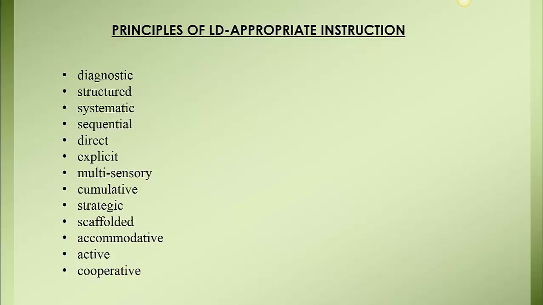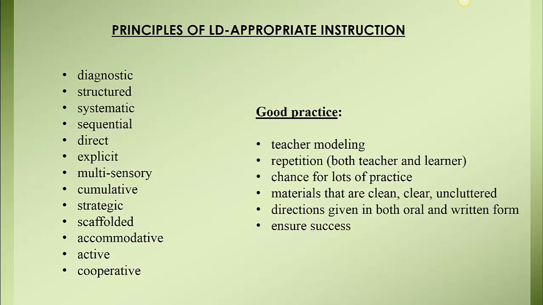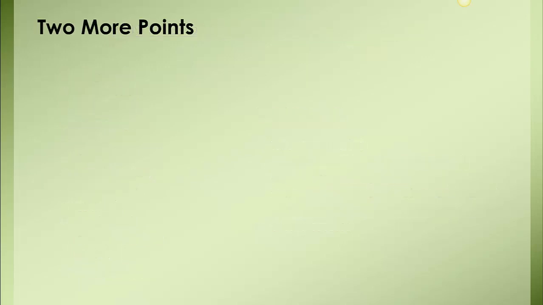Here is a list of some others before we go any further, and then a list of principles for good practice. Two more points before we move on to a scope and sequence of alphabetic skills. First, decoding a word is reinforced by spelling the word, and vice versa.